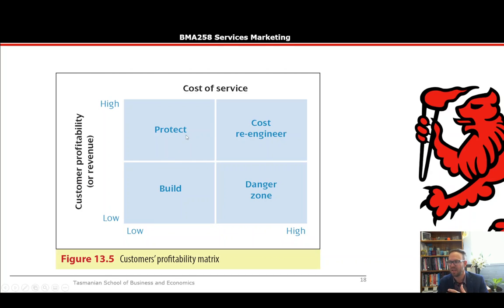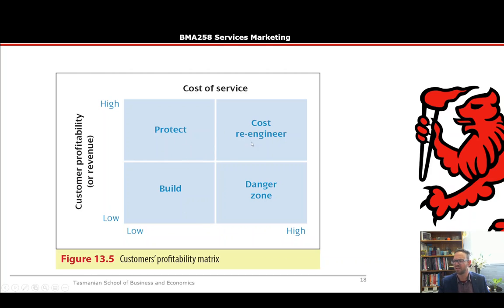this is the most valuable for us, right? When the profitability of our customers is low, but it's expensive for us to service them, danger zone. These customers here could be costing our business. And then we've got those that are highly profitable, but they're also high to service. So then we want to cost re-engineer those to get them into this one here.